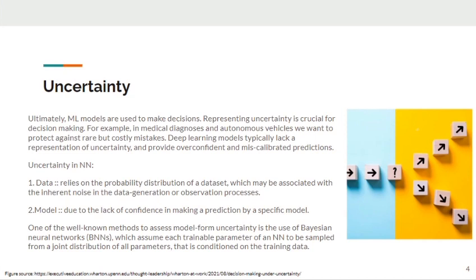BNNs assume each trainable parameter of a neural network to be sampled from a joint distribution of all parameters that is conditioned on the training data. By characterizing the trained weights and biases of a neural network with a density, several forward model evaluations may be made for the same set of inputs that are used for generating ensemble statistics, such as mean and confidence intervals for the target variable.